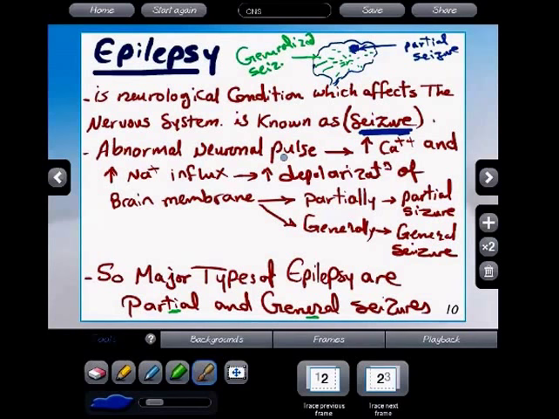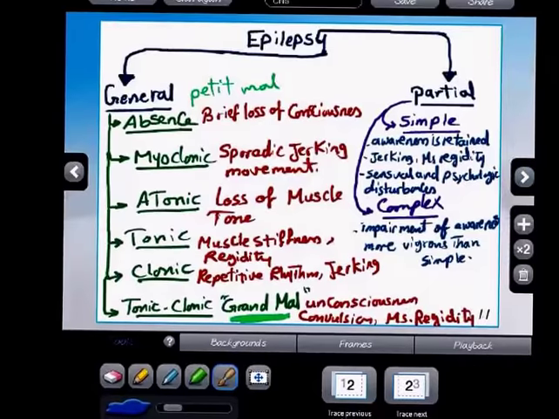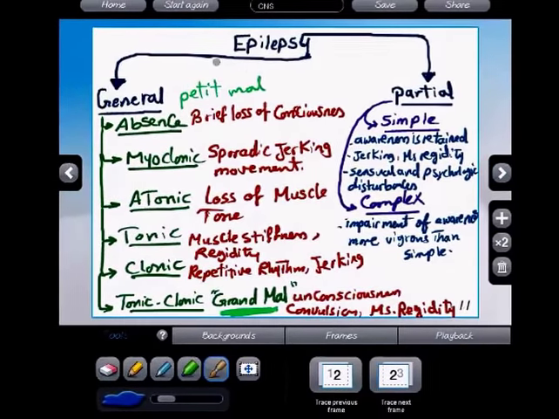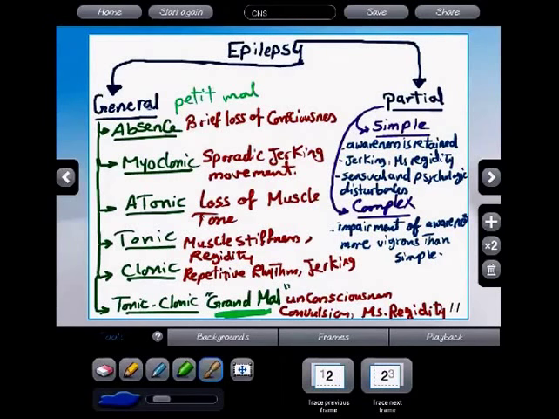And if this increase in calcium and sodium influx leads to depolarization in the whole cells of the brain, at this moment this is called generalized seizures. So the major types of epilepsy are partial and generalized seizures. Okay, let's talk about them. I can treat the generalized and I can treat the partial. But before we talk about how to treat this, let's go through the types of generalized seizures and partial seizures and so on.